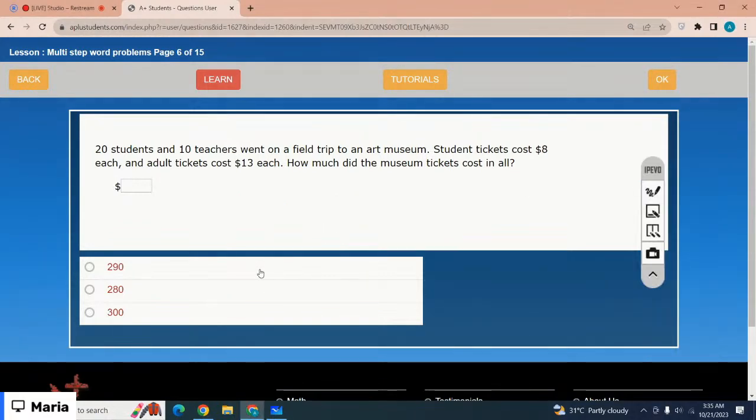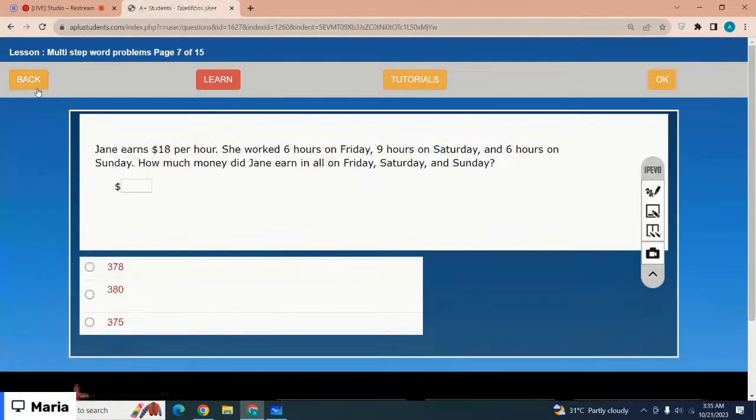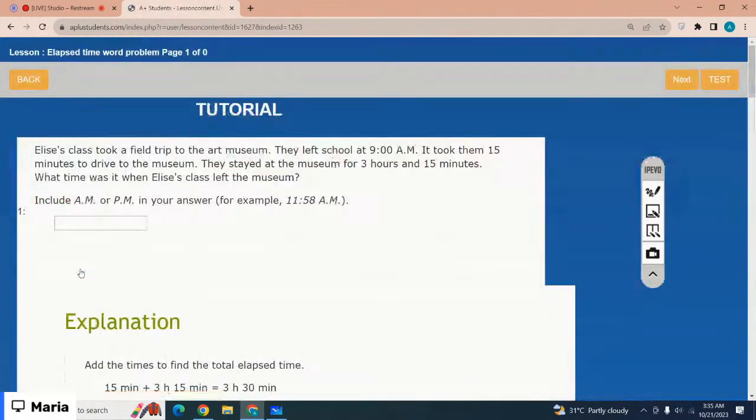Okay, you can complete the lesson by yourself later today. Let me just move on to the next lesson. The next lesson is elapsed time word problems. So let's just start with the next lesson, elapsed time word problems. Okay, let's start with the question.